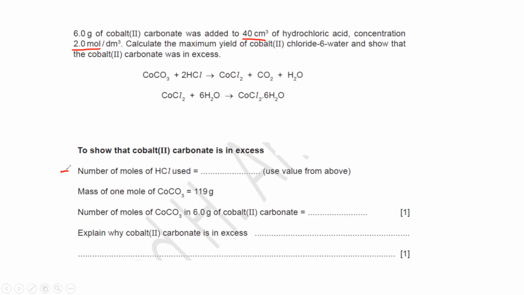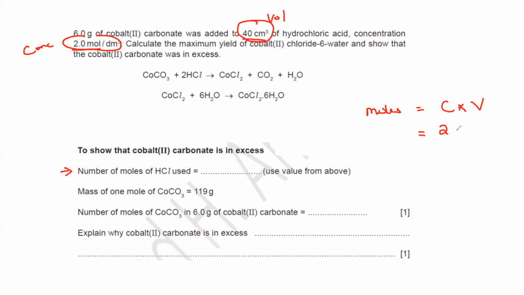First part, the number of moles of HCl. To get the number of moles of HCl, we have the volume of HCl and we have the concentration. So to get the moles of HCl, the moles for a solution equals concentration times volume. Remember, the volume should always be in decimeter cube. In most questions you will find the volume is in centimeter cube, so you have to convert it into decimeter cube.